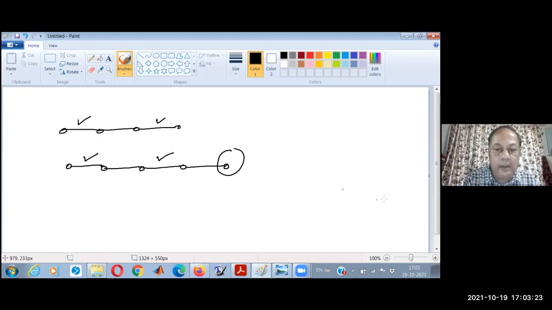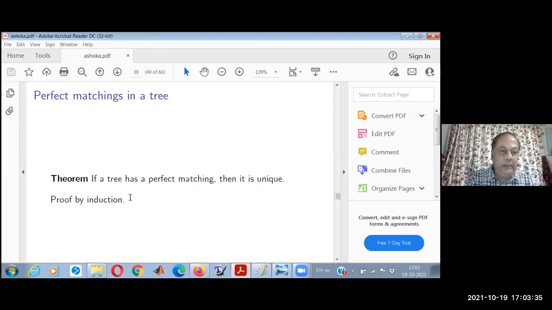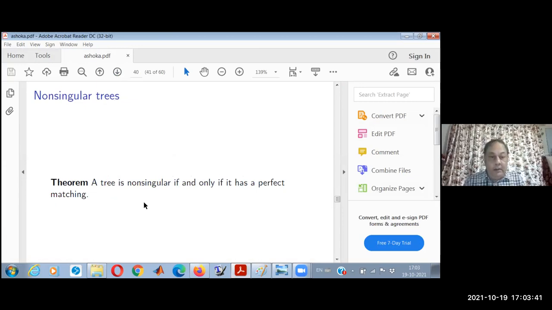But perfect matching, if it exists, then it is unique. That can, in a tree, be shown without much problem. If a tree has a perfect matching, then it is unique. Proof can be given by induction, simple proof. And it turns out that a tree is non-singular if and only if it has a perfect matching. So that's a kind of necessary and sufficient condition. And this also has inspired a lot of research about other graphs similar to trees, not too far away from trees, which are non-singular and so on. And it is determined by the matching.